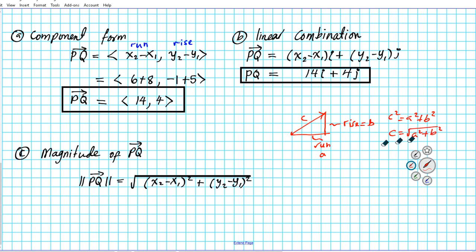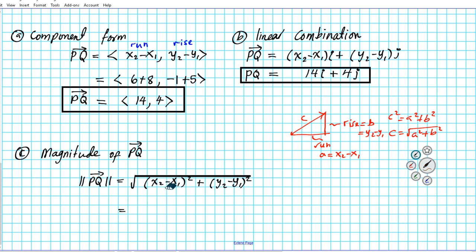A squared is the square of the run, which is just x2 minus x1 squared, and B squared is the square of the rise, which is just y2 minus y1 squared. So A is x2 minus x1, and B is y2 minus y1. Don't forget the distance formula is the same thing as the Pythagorean theorem using coordinates. Now, let's do the calculations.